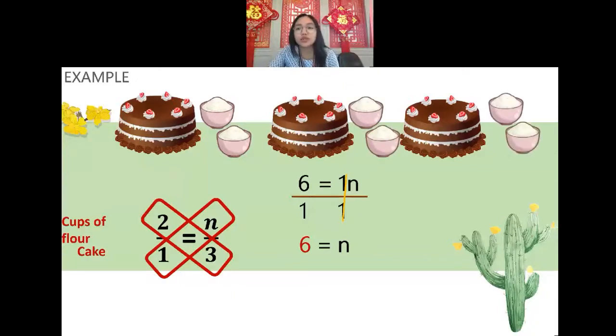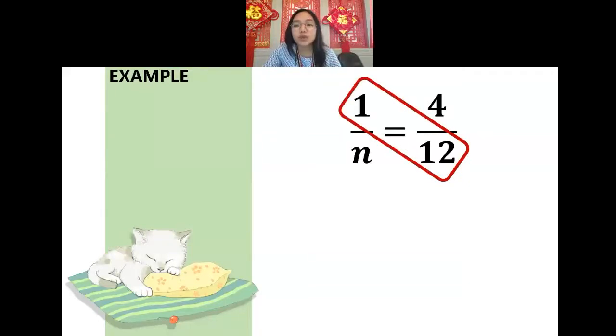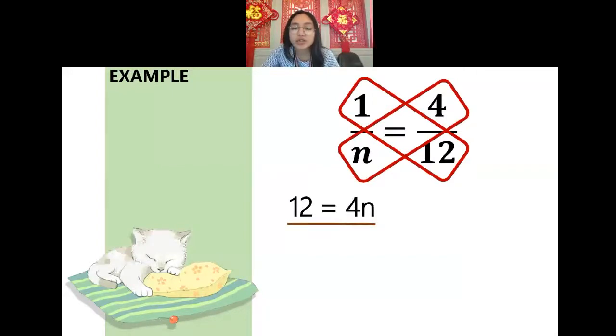Okay, so we have 4 more. Now, for example, here we have 1 over n is equal to 4 over 12. Multiply 1 times 12 is 12, and 4 times n is 4n. Now we are going to find the missing term, which is n. We divide by 4, cancel the 4 in 4n, so n equals 12 divided by 4. The answer is 3. That means the missing term there is 3.